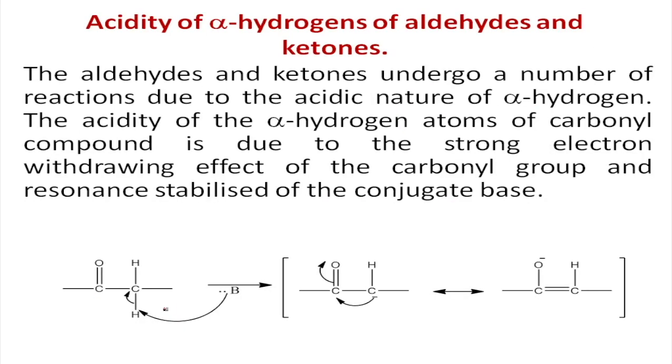Acidity of alpha hydrogens of aldehydes and ketones. The aldehydes and ketones undergo a number of reactions due to the acidic nature of alpha hydrogen. The acidity of alpha hydrogen atoms of carbonyl compounds is due to the strong electron withdrawing effect of the carbonyl group and resonance stabilization of the conjugate base.